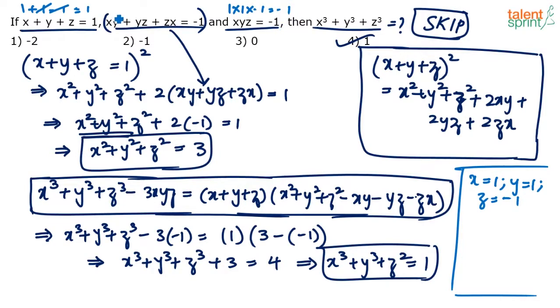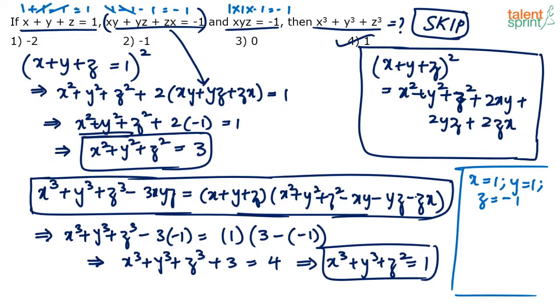How about the second one? Try this. Now x into y, 1 into 1 is 1. Plus y into z, 1 into -1 will give you -1. And then z into x. Again, z is negative, x is positive. -1 into 1 is -1. So what happens here is plus 1 and -1 get cancelled. We are left with -1. And yes, all three equations are satisfied by taking x as 1, y as 1, and z as -1.